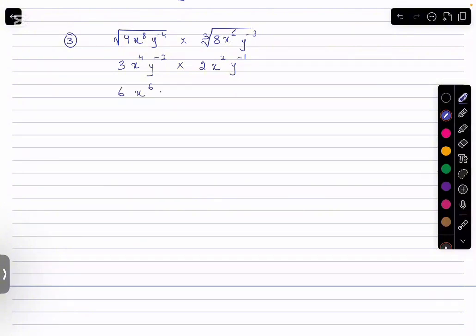y की क्या पावर है? -4. Why? I copied the question wrong. I got it. आपने क्या किया था? I accidentally wrote y to the power -6 in the second part. Oh, चलें, अब सही है. Yes. What about you, Mema? Yes, I'm getting the same.